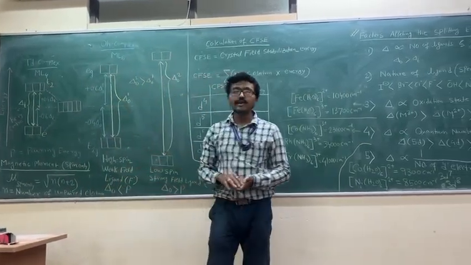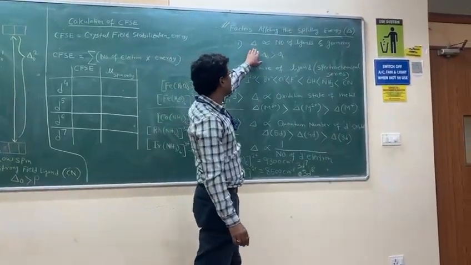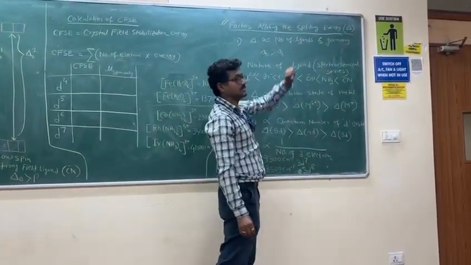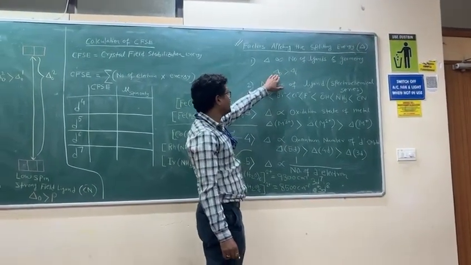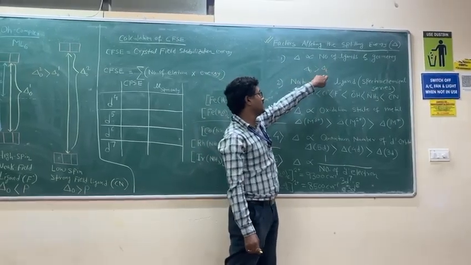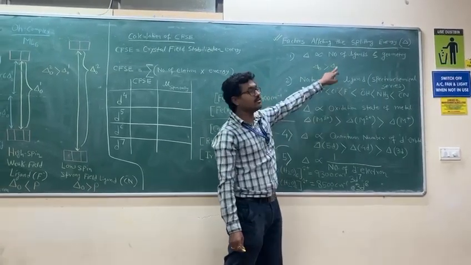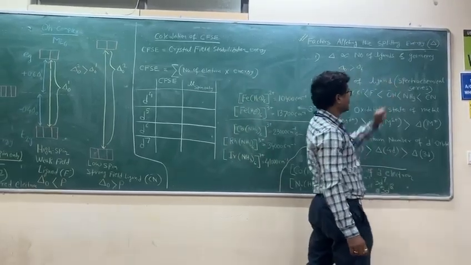So, the number of ligands is a factor that will affect delta, or splitting energy. Delta will be proportional to the number of ligands. Therefore, delta O, the splitting energy in an octahedral field, is greater than delta T, the splitting energy in a tetrahedral field. Another thing is also important, that is the geometry.